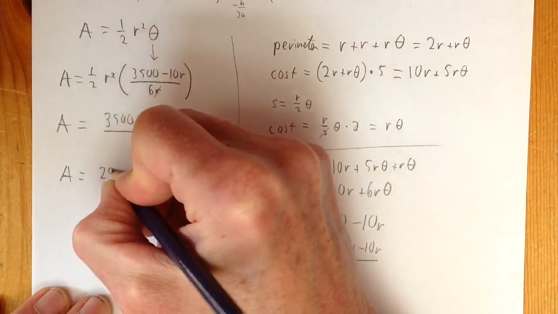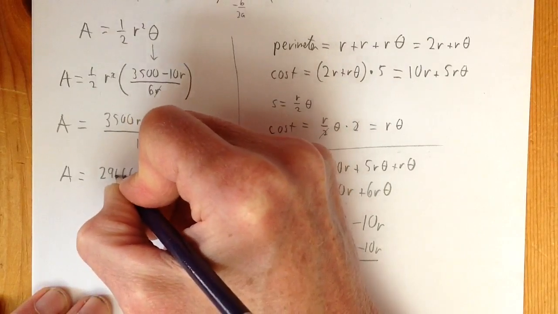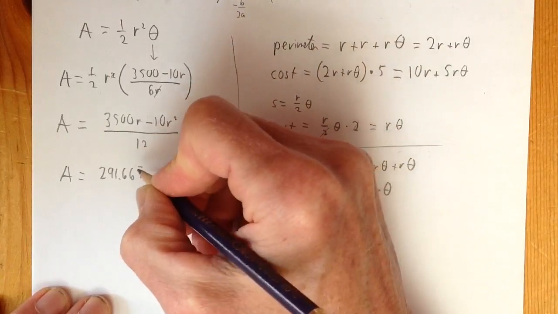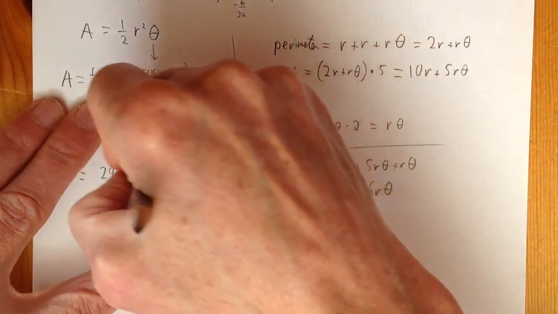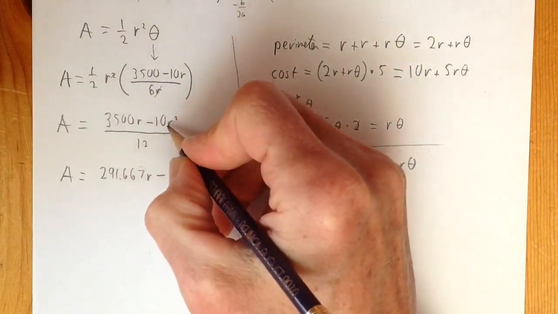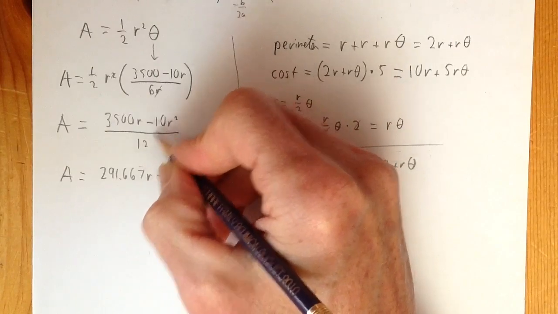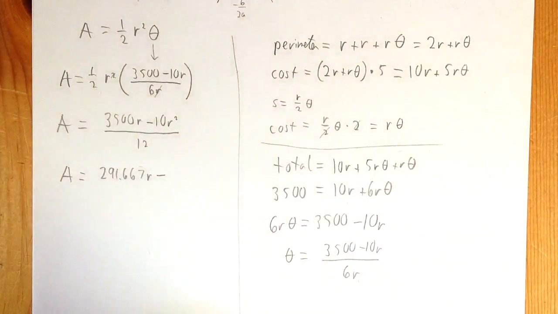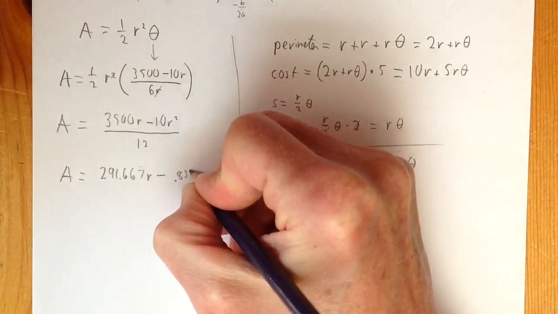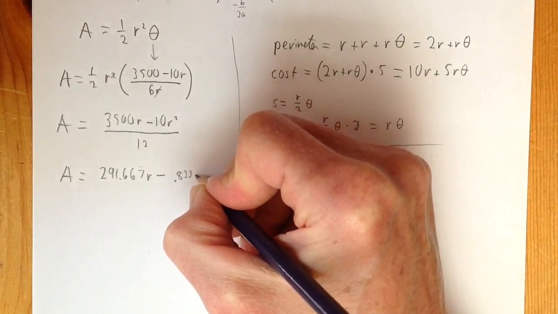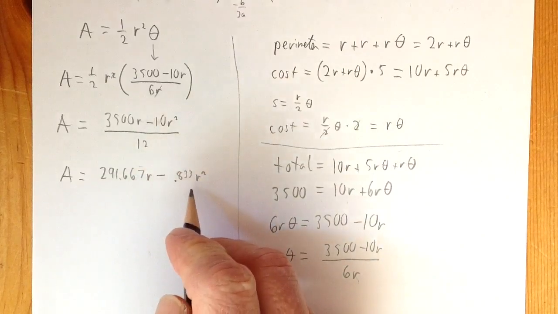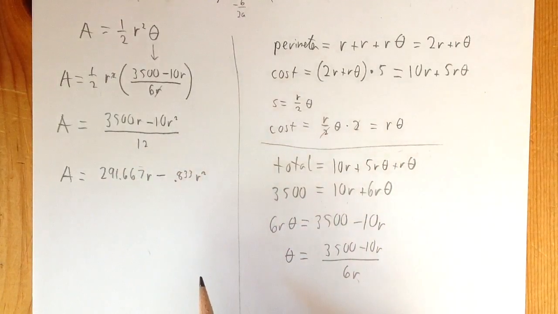So finally, our area is this: 3,500 divided by 12 is 291.66 forever. Make that into a 7, r. Wait, don't put a line over it if it's a 7, that means we already rounded off. Minus 10 divided by 12. That's 5/6. I might as well decimalize that. 5 divided by 6 is 0.83333 forever. So 0.833 r squared, because that's an r squared. So minus 10/12. Okay, so that's our parabola.